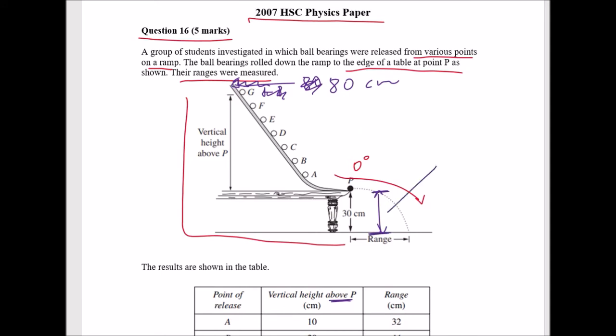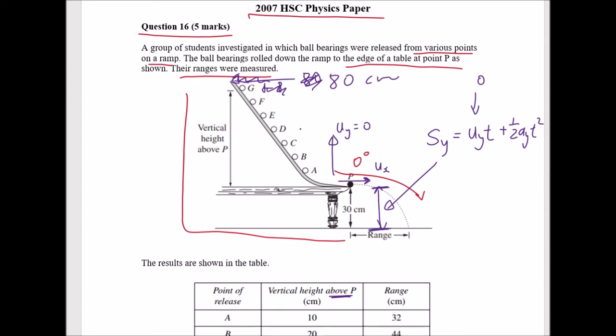Okay, so the overall height difference, if I do this, Sy is 30 centimeters equals uy t plus half ay t squared. Now uy, that value is going to be 0. Now some of you might ask why, similar to what I said early on. You are firing this at an angle of 0, so ux is maximum, uy is 0 because it's directly parallel to the surface, so there is no vertical component to it.